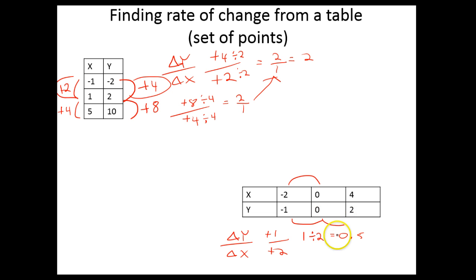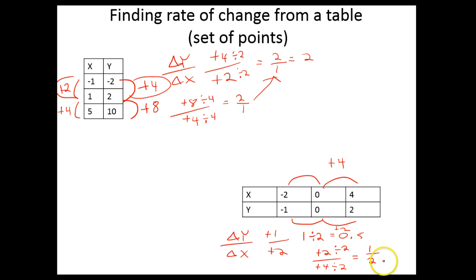My second change in y was positive 2. My second change in x was positive 4. So positive 2 divided by positive 4. Well, those are both even, so I can simplify by dividing top and bottom by 2. 1 over 2. 1/2, that's the same as the other one. So this one is also linear. If I graph it, it'll make a straight line. The slope, the rate of change, or the speed happens to be 1/2.